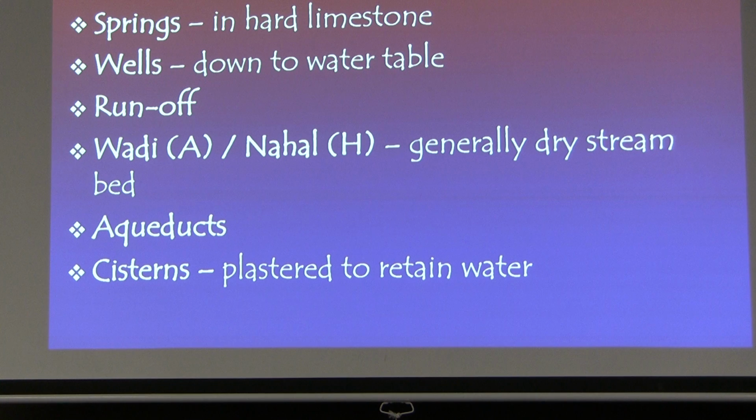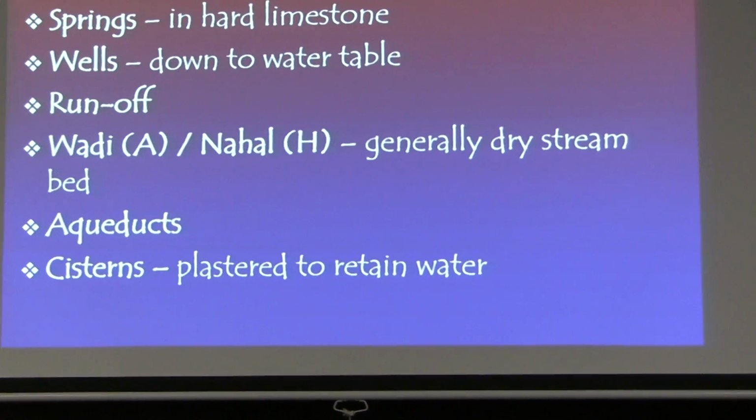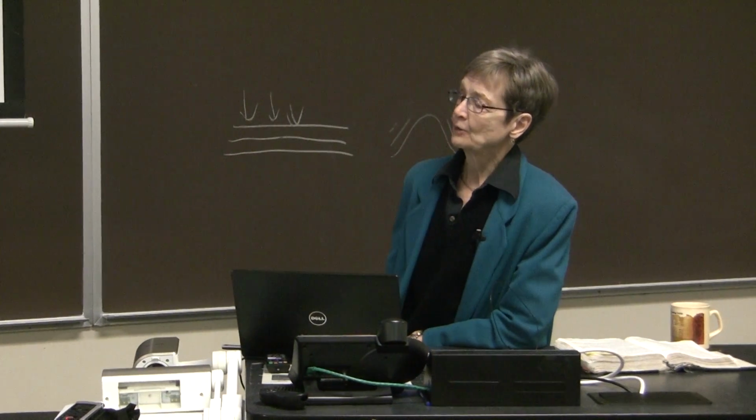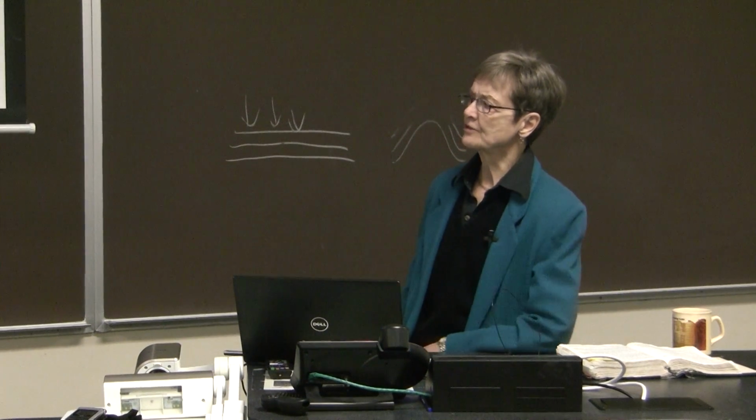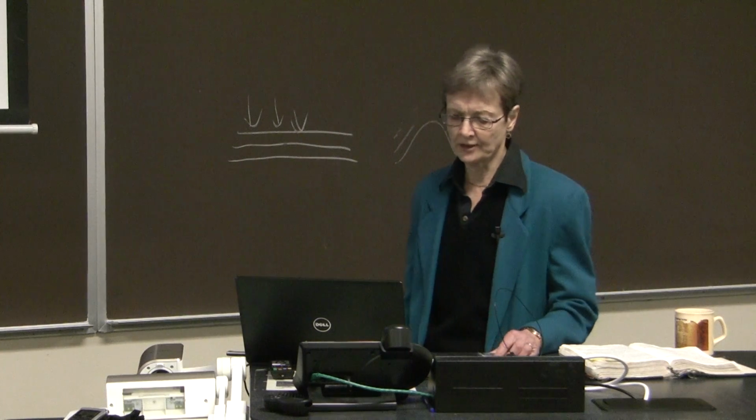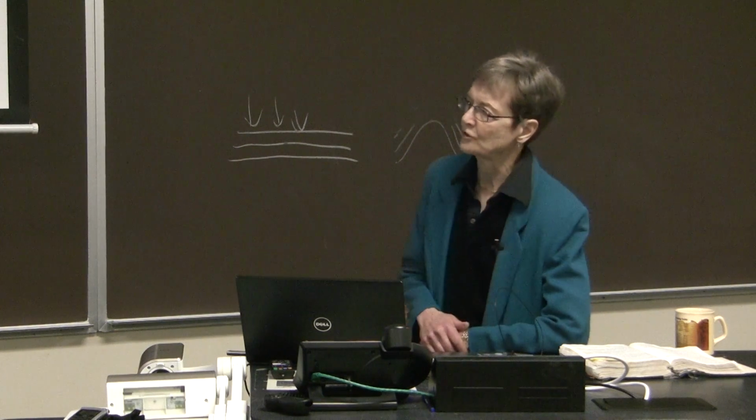And then once they learned how to make plaster, they learned that they could dig these large underground containers, plaster them, and then during the rainy season get them filled up, and that would last because they were covered, didn't evaporate that much. That would last through a dry season. So cisterns, tremendously important in areas that did not have access either to springs or wells.